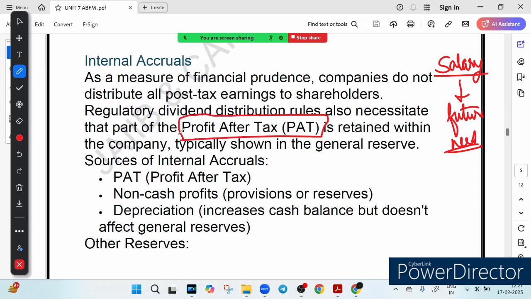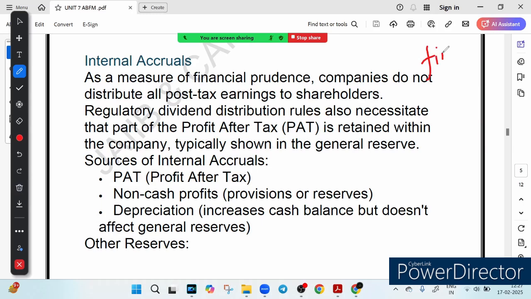It is like the company's salary, but instead of distributing everything to the shareholders as dividend, a portion of PAT is kept for financial stability. The portion which is kept is also called internal accrual, basically the money the company saves from its profit. I hope it is now clear what the meaning of internal accrual is.